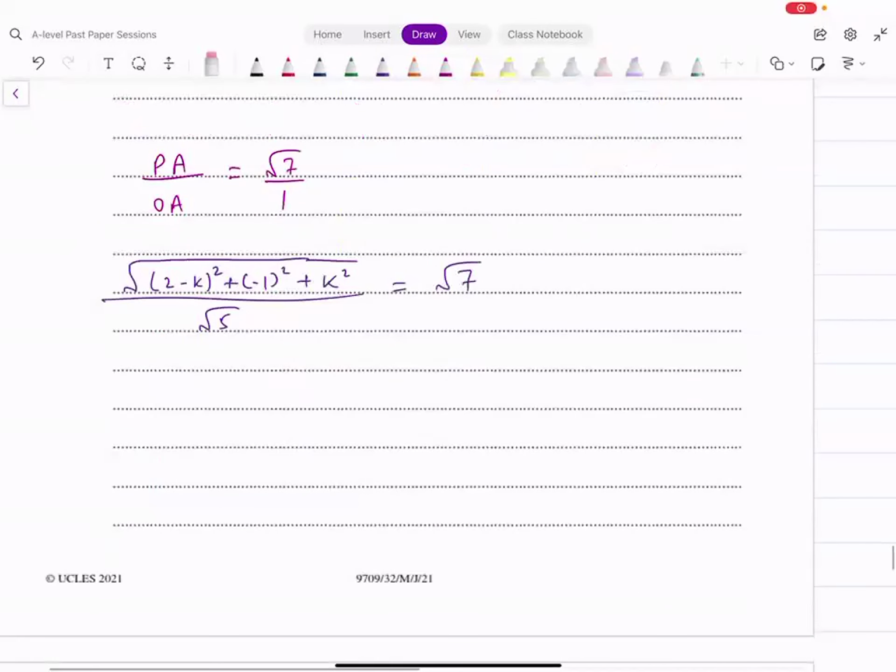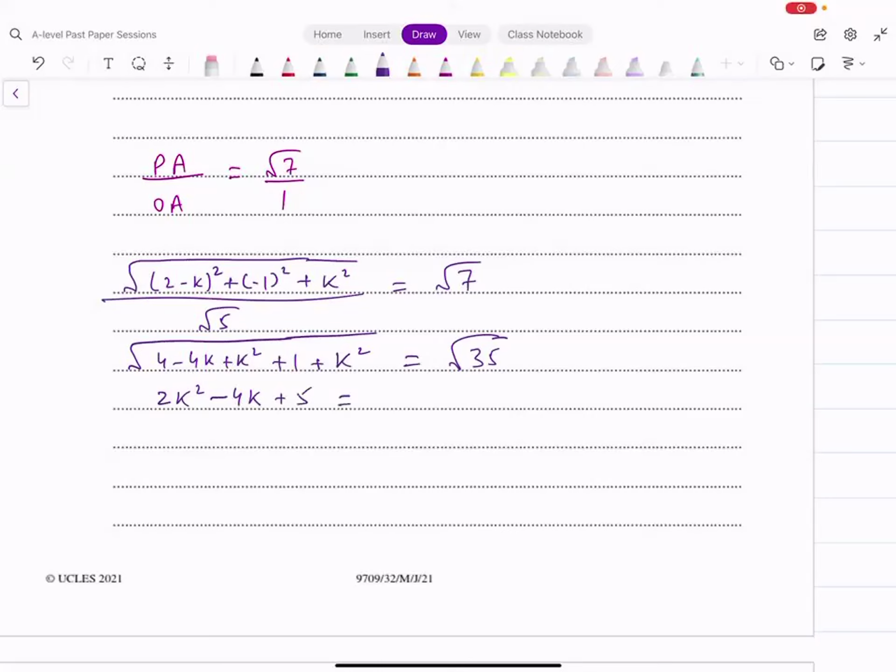Let's do this. Square root of 5 को राइट पे मल्टीप्लाई करने, पहले जाके लेफ्ट साइड को एक्सपैंड कर लेते हैं. We have 4 minus 4K plus K square. ये ब्रैकेट को एक्सपैंड कर लिया. You got +1 plus K square. Square root of 7 into square root of 5, that's going to be square root of 35. दोनों साइड्स को स्क्वायर कर लिया, स्क्वायर रूट खत्म हो जाएंगे. What do we have on the left side now? We've got 2K square minus 4K plus 5. That equals 35. ठीक है, दोनों साइड्स को स्क्वायर कर दिया तो स्क्वायर रूट्स खत्म हो गए हमारे. Now we've got this thing.